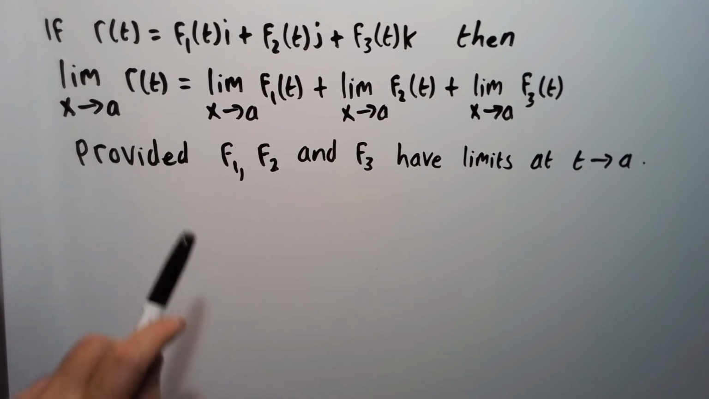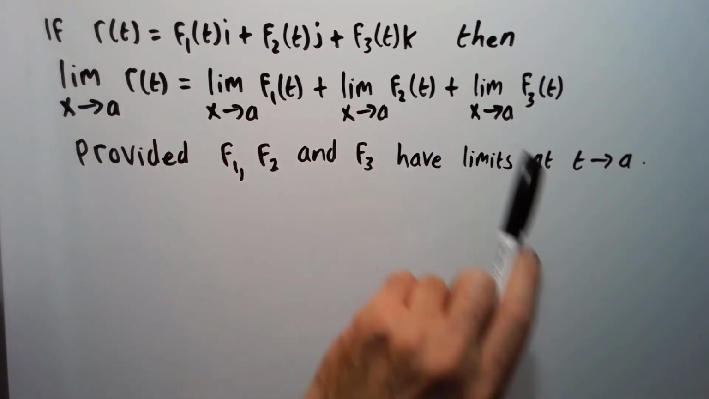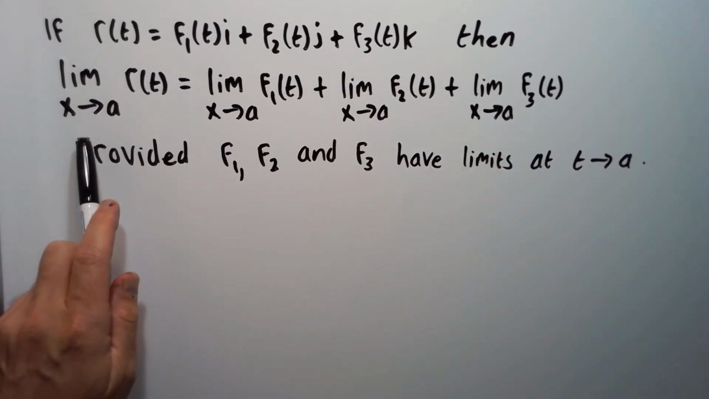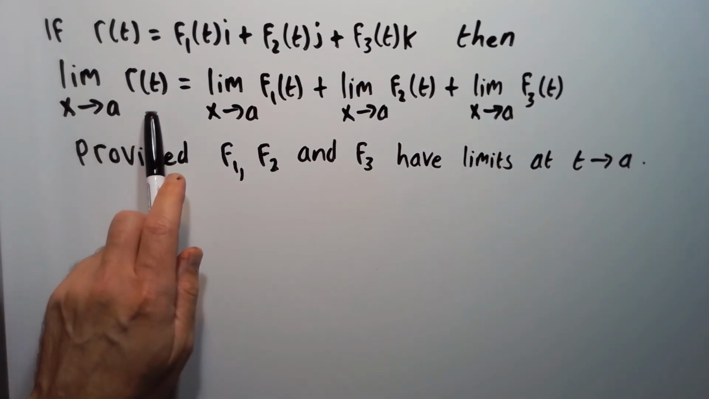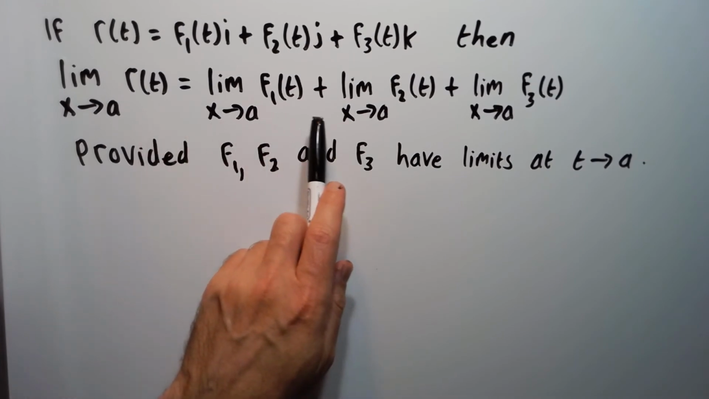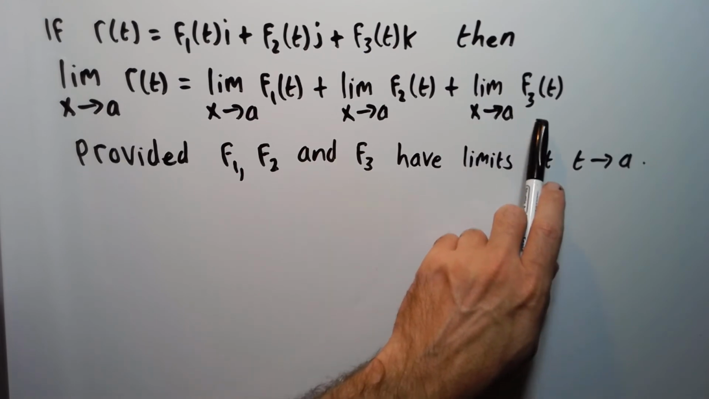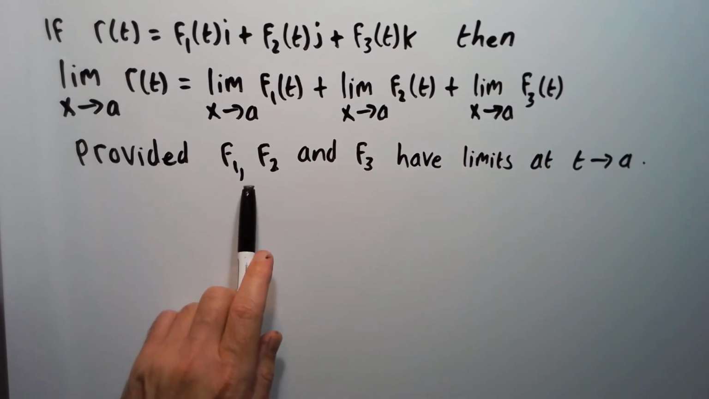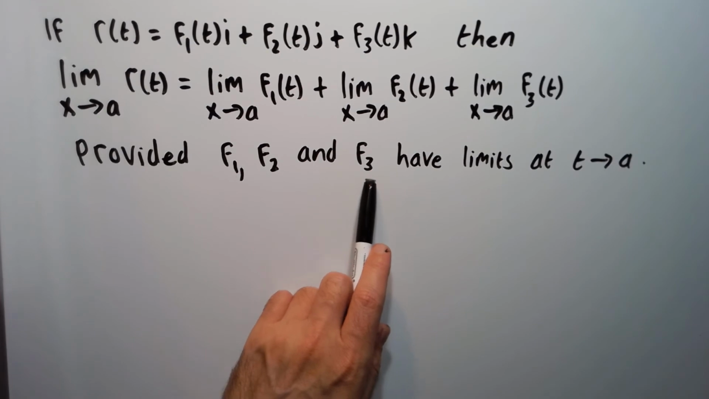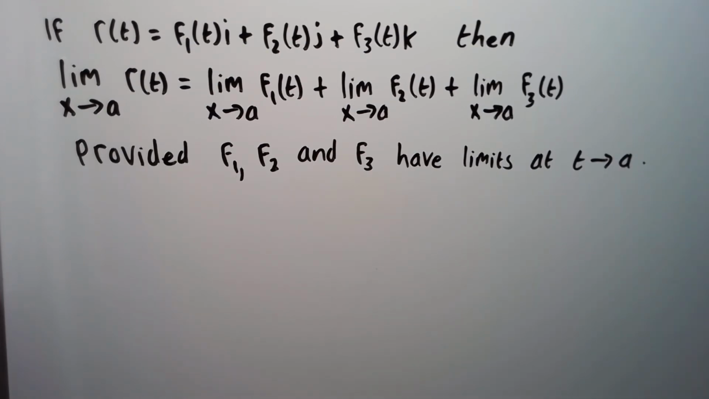Okay, so if r of t is equal to f1 i plus f2 j plus f3 k, then the limit as t goes to a of r of t, we're going to define to mean the limit as t goes to a of f1 plus the limit as t goes to a of f2 plus the limit as t goes to a of f3, provided f1, f2, and f3 have limits as t goes to a.